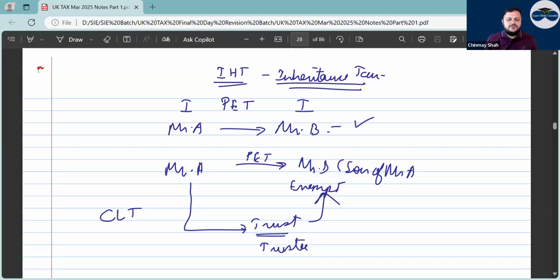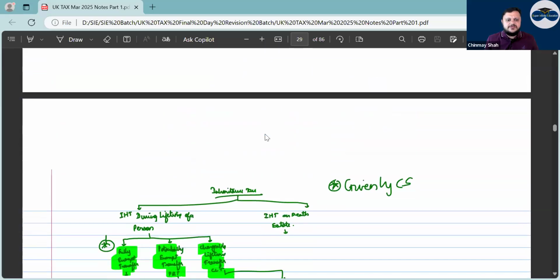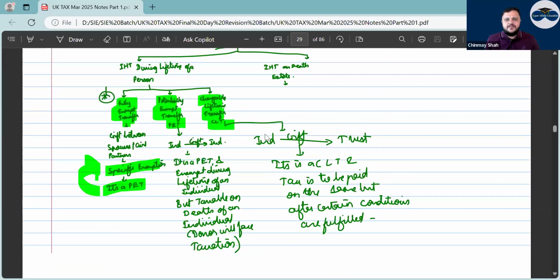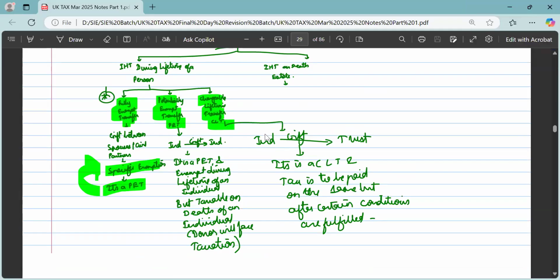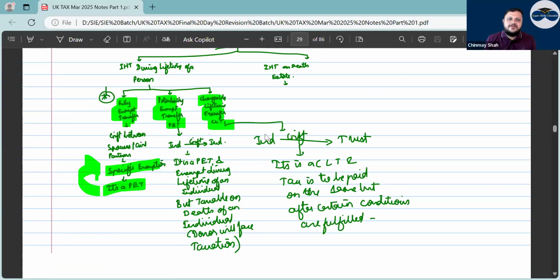So now let's go one more step ahead. Inheritance tax during the lifetime of a person. For a person who's giving gifts, there is the donor and the donee. Donor is one who gives all the gifts. Donee is one who receives all the gifts, correct? Whenever there is IHT during lifetime, there are three types of transfers or gifts that are done.